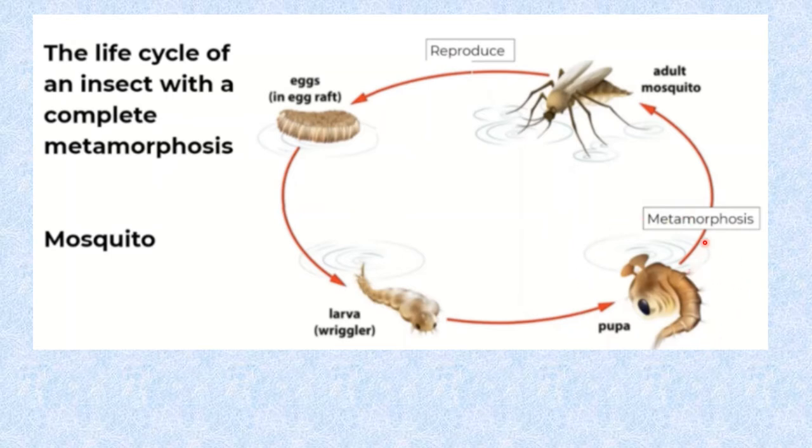So when they hatch from the pupa, they are then the adult creature. And in this case, that would be a mosquito. And the adult is then ready, if it's a female, to lay eggs, and the cycle starts again.